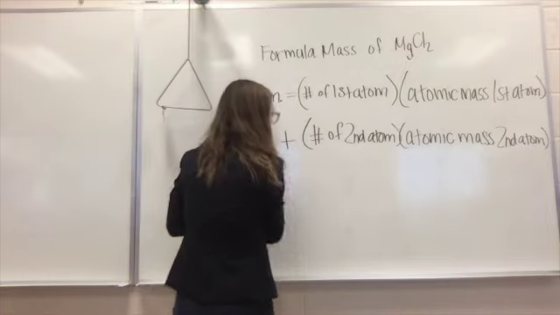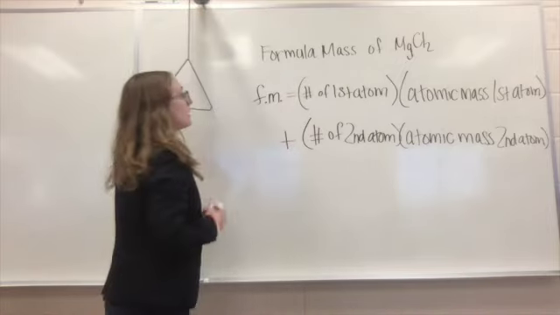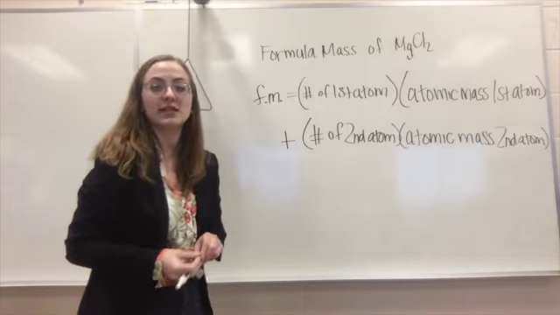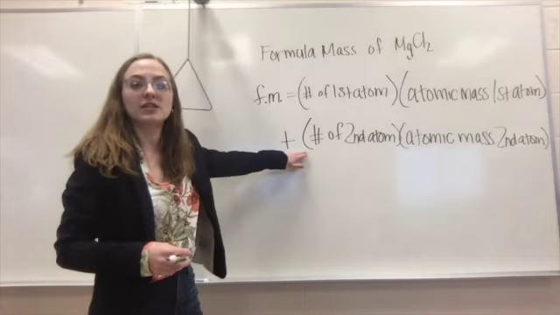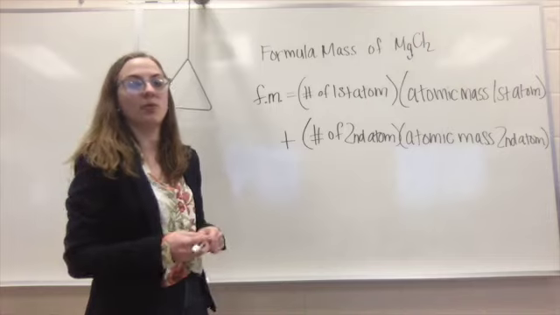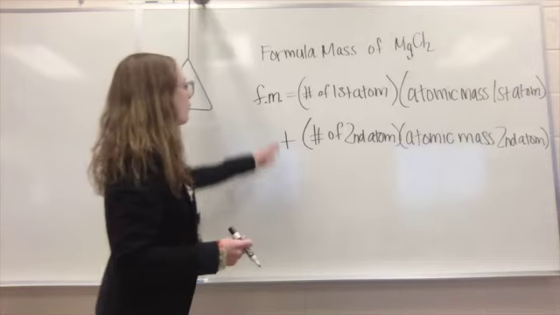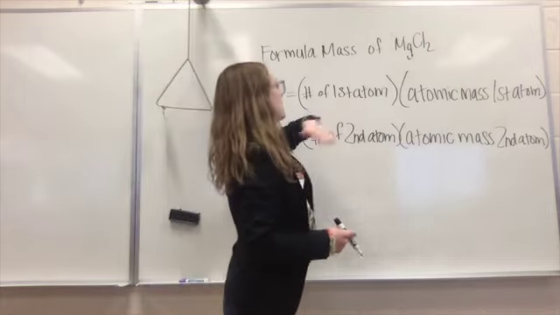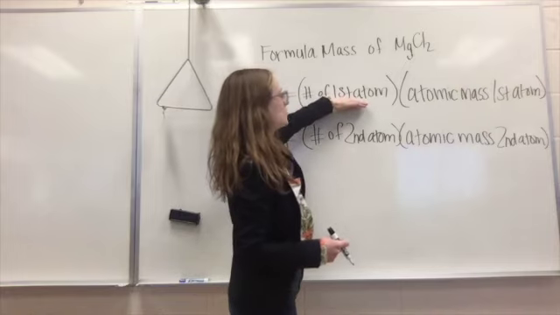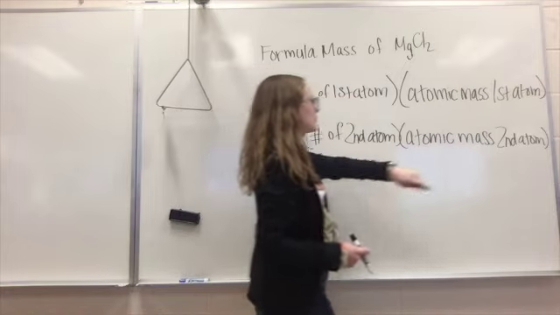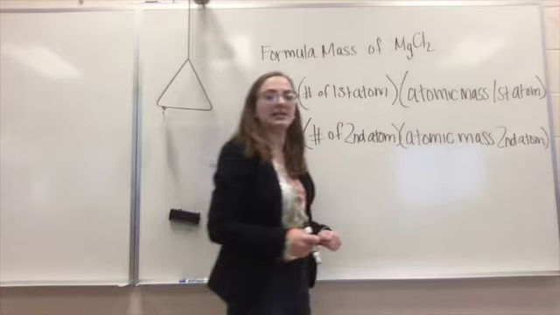So let's go ahead and we will calculate the formula mass of MgCl2. Okay, so I left the equation I wrote last time up here on the board for us. Remember, our formula mass is going to consist of us taking that first number of atoms we have. So how many atoms do we have of the first kind? We're going to multiply that by that atomic mass.